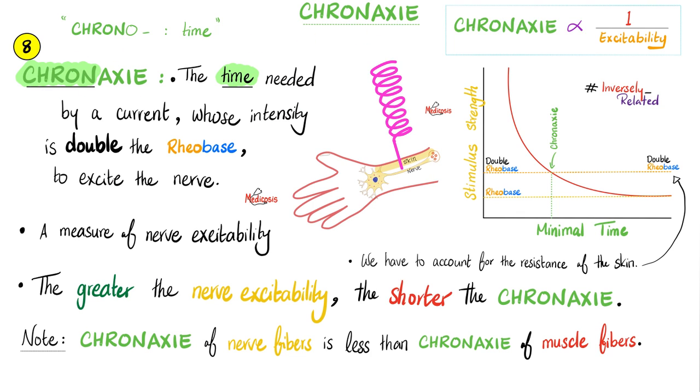Nugget number 8, chronaxia. What is chronaxia? The word chrono means time. That's why we say chronic diseases. So chronaxia is the time needed by a current whose intensity is double the rheobase to excite the nerve. The greater the nerve excitability, the shorter the chronaxia. The chronaxia of nerve fibers is less than chronaxia of muscle fibers. Well, no kidding, because nerve fibers are more excitable than muscle fibers, electrically speaking.